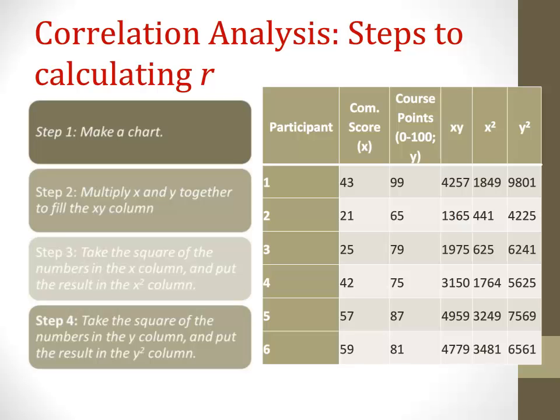Step 4 is to fill in the final column. You take the square of the numbers in the Y column and you put them in the Y squared column. Here we see that 99 times 99 for participant 1 is 9,801. For participant 2, 65 times 65 is 4,225.